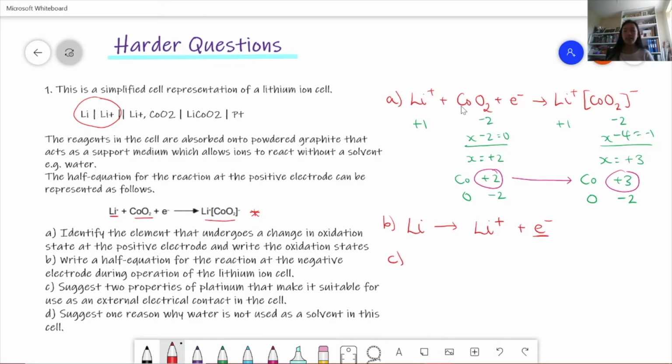And then for C, suggest 2 properties of platinum that make it stable for use as an external electrical contact in a cell. It's quite useful to just remember a few properties about platinum because these kinds of questions come up quite a lot. So number 1 is that it's inert, so it doesn't react with any of the other things in the solution. And also it can conduct electricity, which is very important because we're trying to connect it up to wires and measure the EMF.